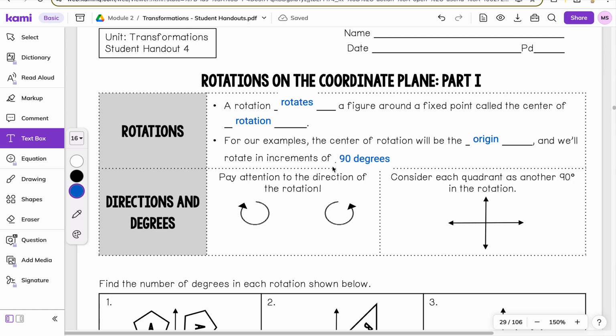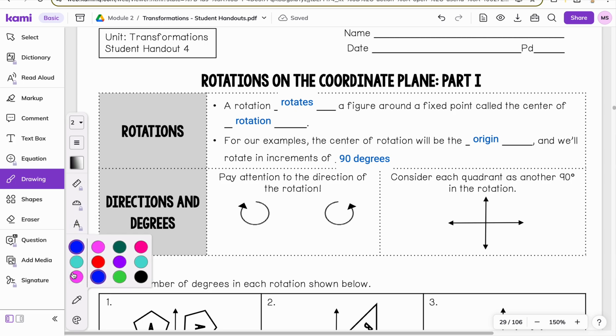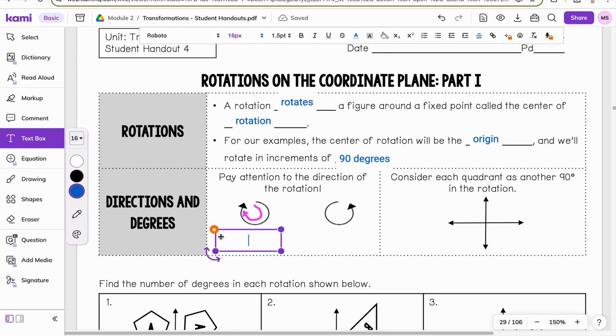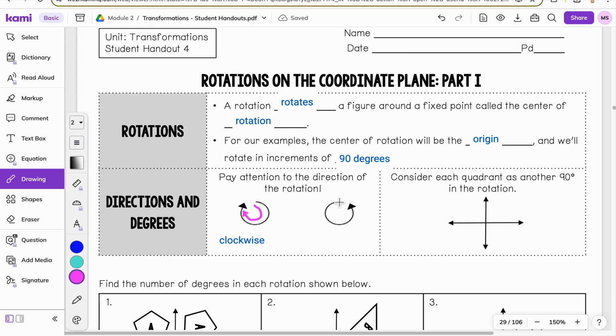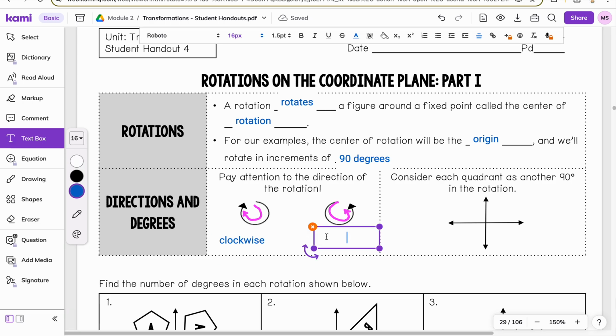So make sure that when you're rotating, you pay attention to the direction of the rotation. So here, if we are starting at the top and we're moving around in this direction, we're moving in the same direction as a clock. So this is clockwise. And if we're going around the opposite, right, we start up here, we're going around the opposite direction of a clock. This is called counterclockwise.